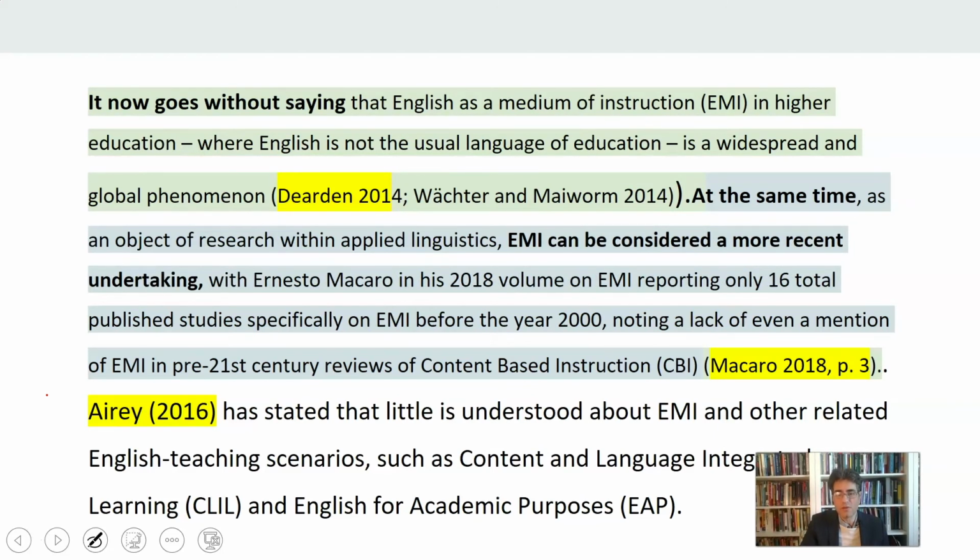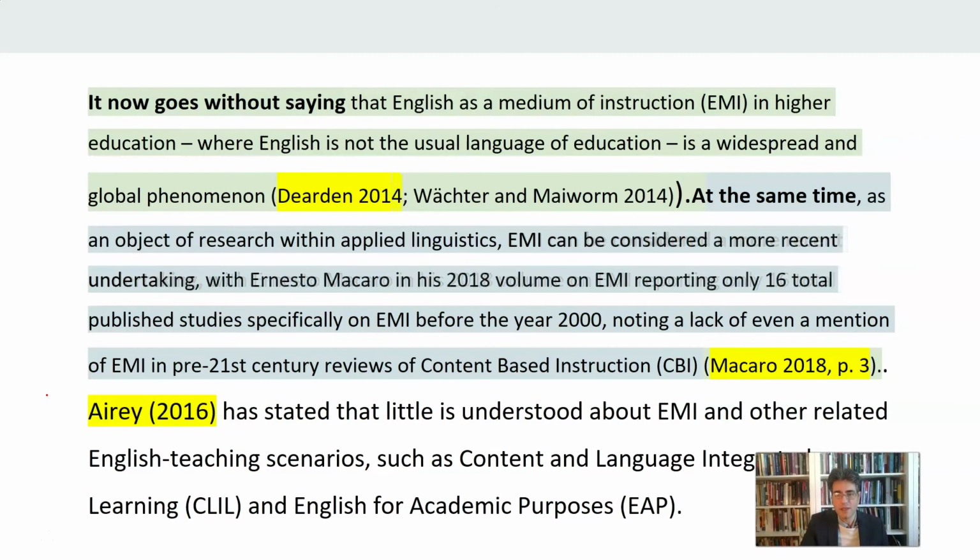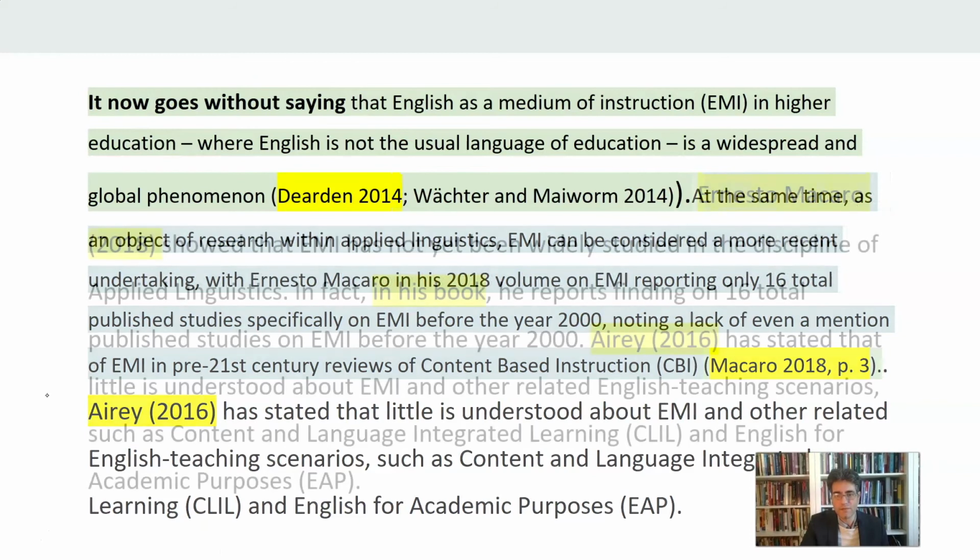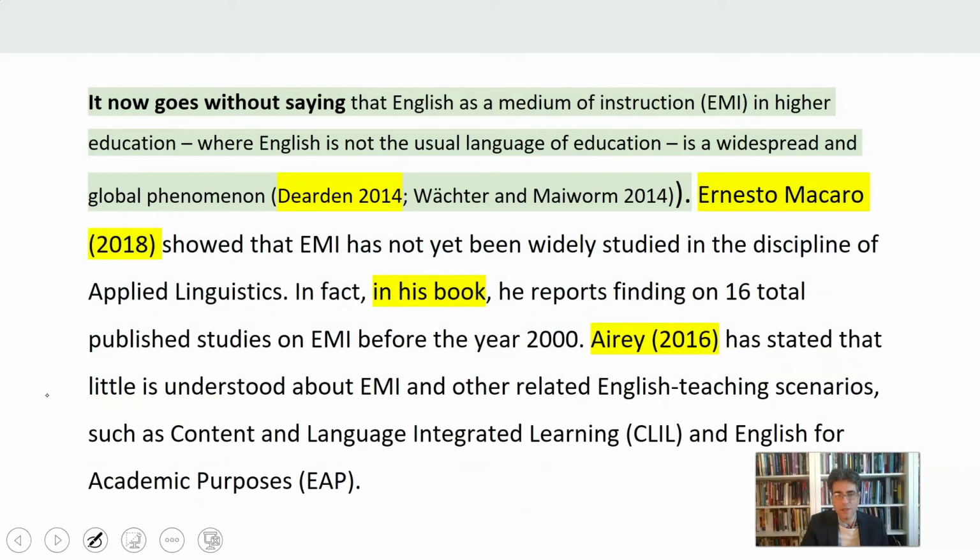Same here with this assertion of EMI can be considered a more recent undertaking. That was implicit here, that EMI has not yet been studied very much in applied linguistics, only 16. So that was implicit there, perhaps, in the same way that bricks being a stronger material means that it's harder to blow down. But the one little small word in the previous video, as you saw, made that clearer.